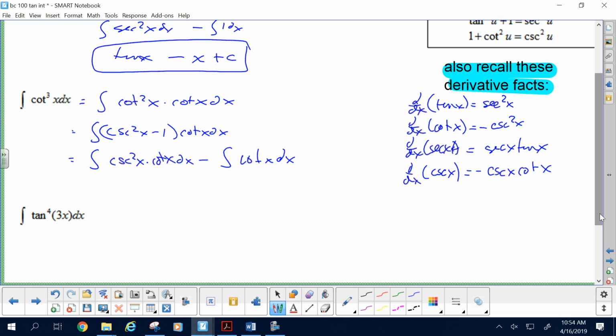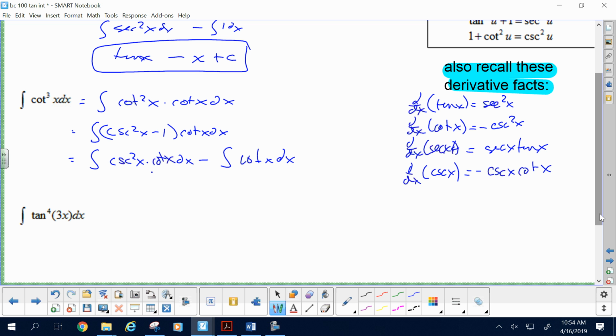It's a product. Is one the derivative of the other? If that's the case, then you use sub. Yeah, you actually could do this two ways. You could say, well, if I let u equal cotangent, then du is negative cosecant squared. It would work with a negative, right?